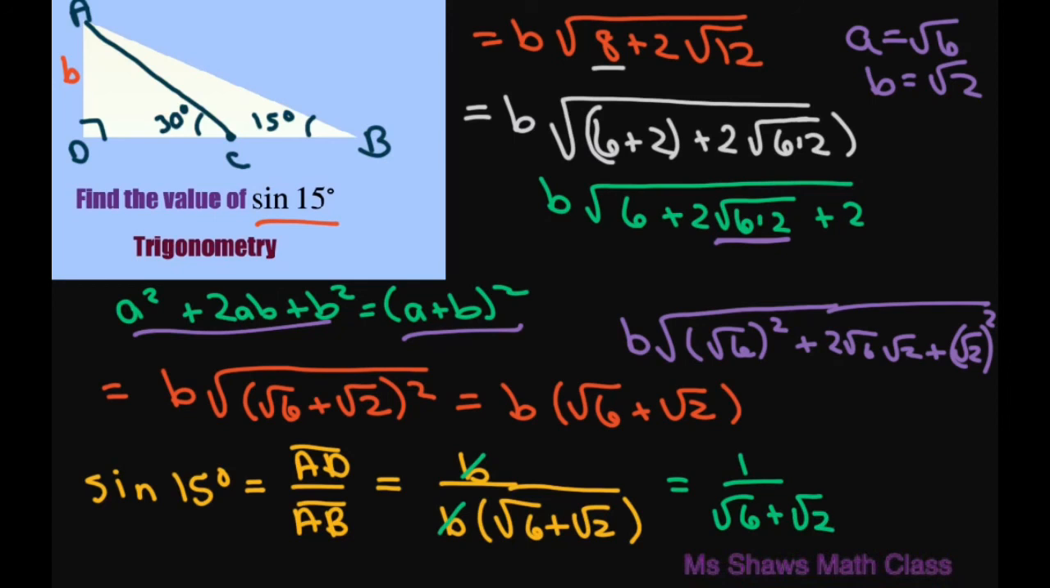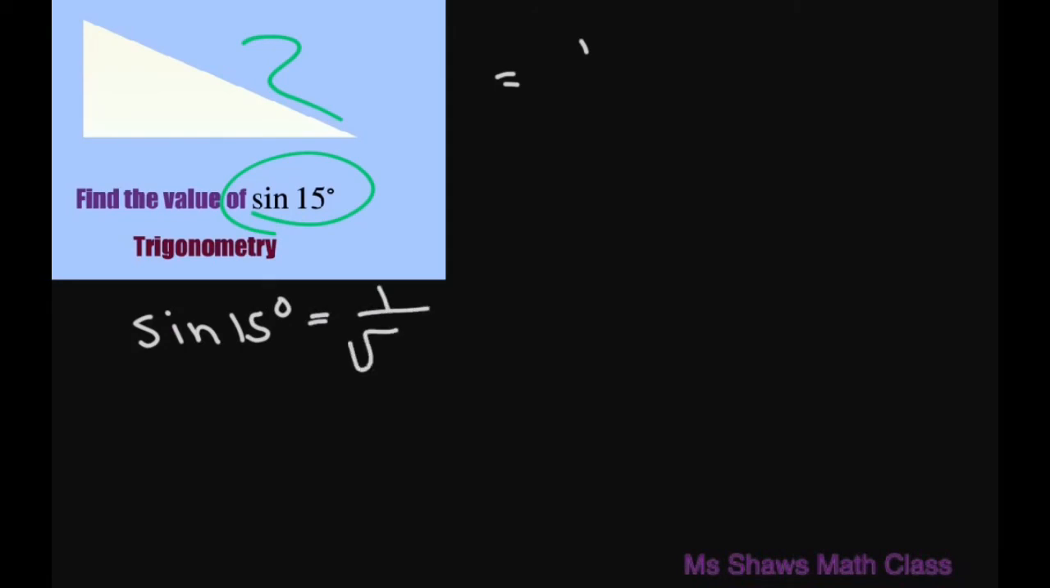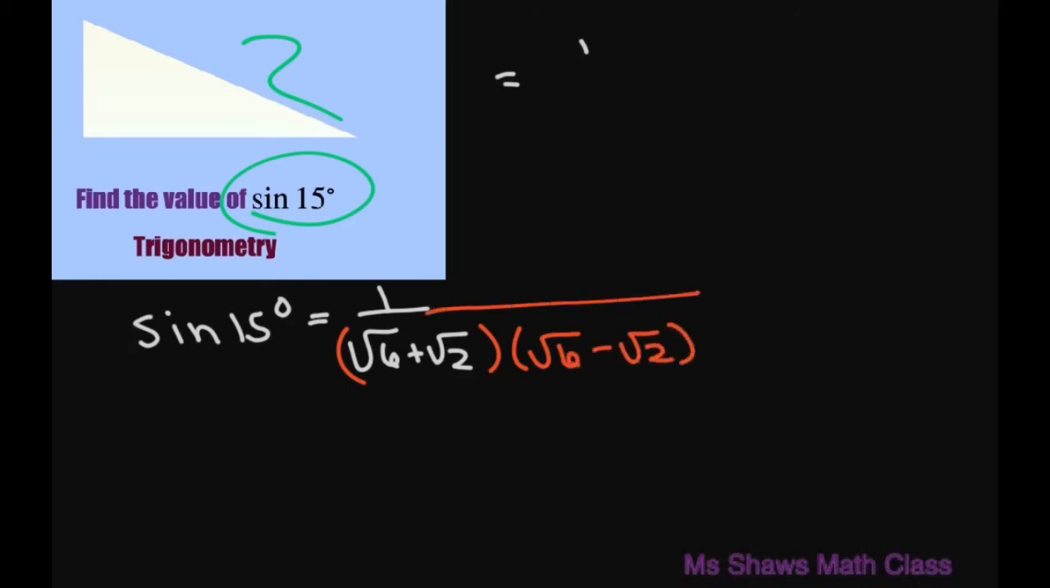And the last thing we have to do is rationalize our denominator. So let's do that. Sine of 15 degrees equals 1 divided by square root of 6 plus square root of 2. To rationalize the denominator, you multiply the denominator by square root of 6 minus square root of 2. But you also have to multiply the numerator by that, so that's going to be square root of 6 minus square root of 2.